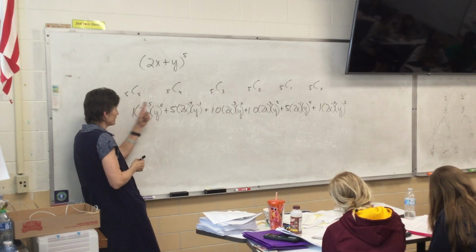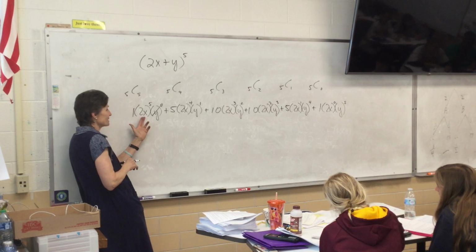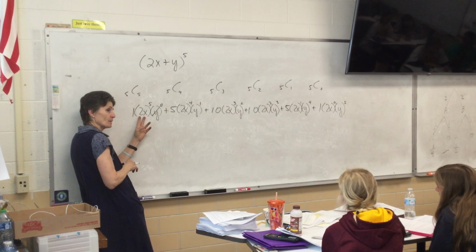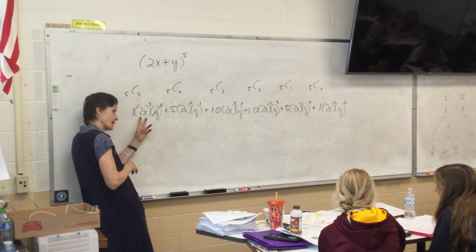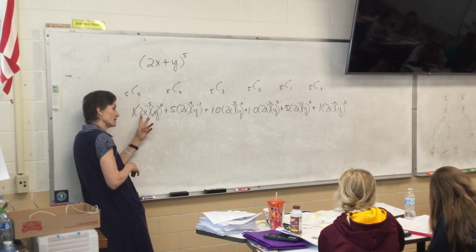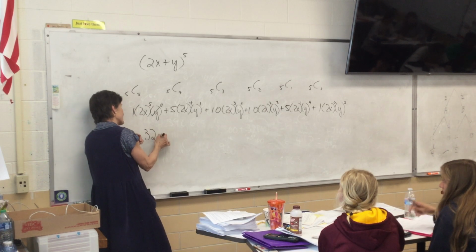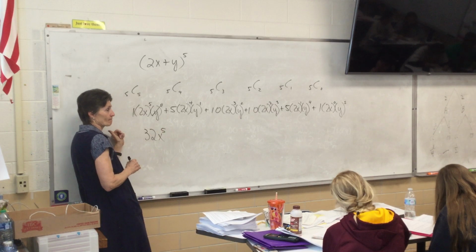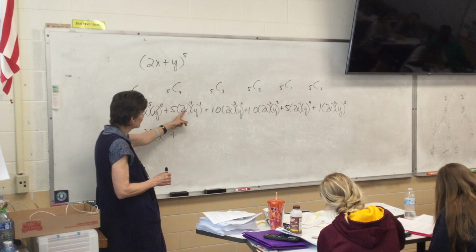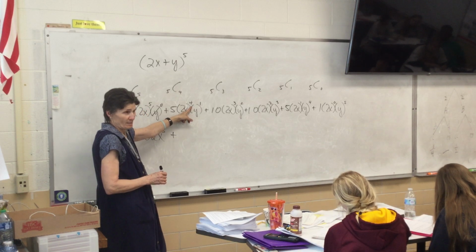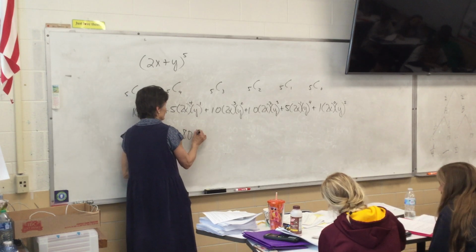So be careful here. Anything to the 0 is 1, so I can kind of disregard it. But this is not 2x to the 5th. I wish I could supplement my salary, if I got 10 cents for everybody who wrote down 2x to the 5th. What is this? 32x to the 5th. What's this one? Be careful now. You've got 2 to the 4th, which is 16 times 5, 80.